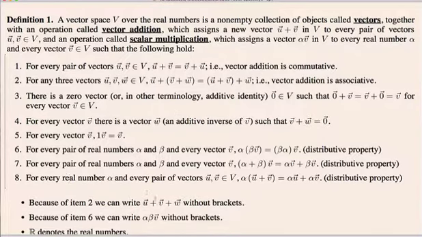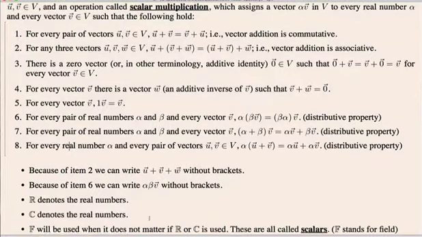So some remarks: in item 2, because it doesn't matter how we pair them, we might as well just leave out the parentheses, brackets, and just write u plus v plus w, since it doesn't matter what order and how we pair these. Then in item 6, similar thing, it doesn't matter how we pair these things. That means that we might as well just leave out the parentheses and write alpha times beta times v.